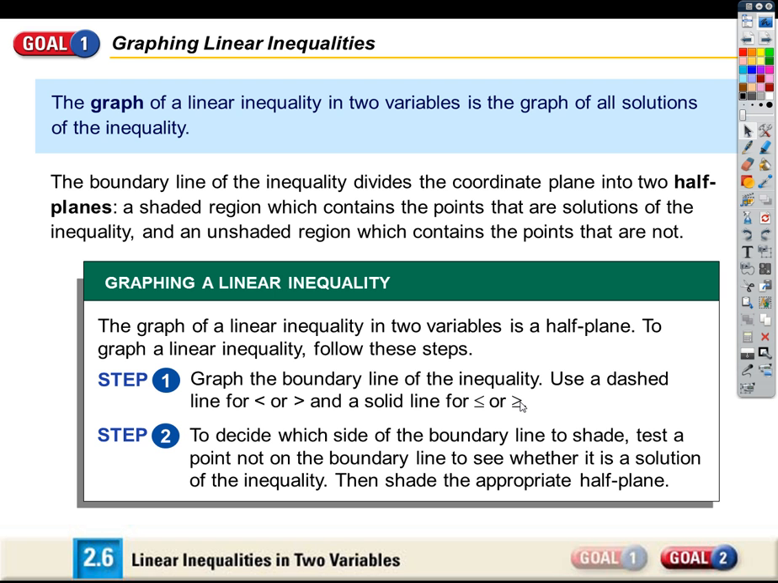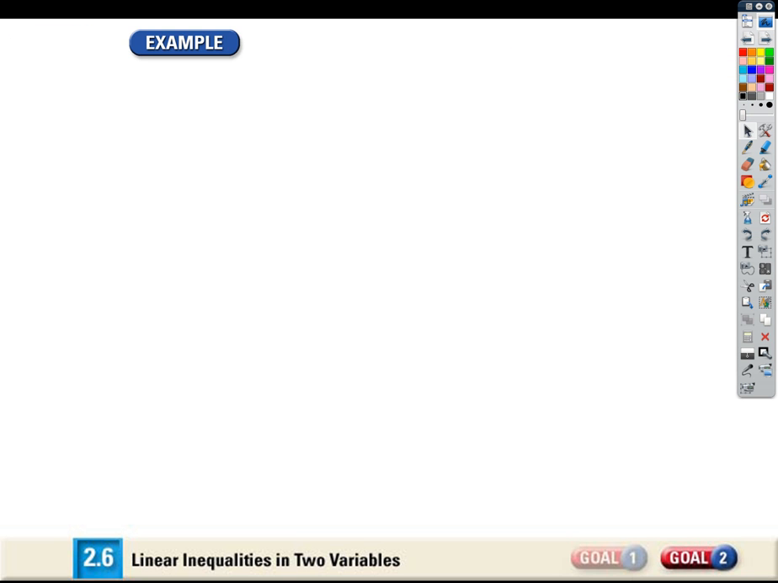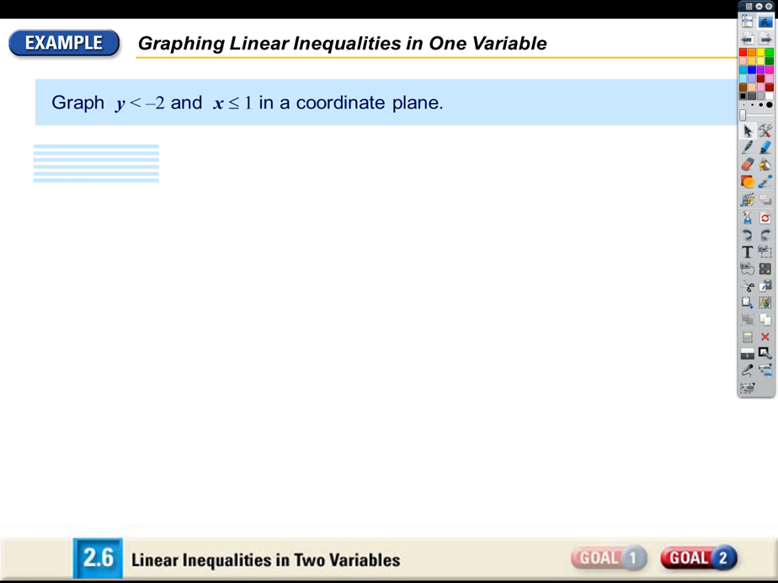And then to decide which side to shade, I just test a convenient point. Okay? So let's look at a couple quick examples. If we look at the graph, let's take some real easy ones, horizontal and vertical ones. If y is less than -2, well, that means the boundary line is the line y equals -2.